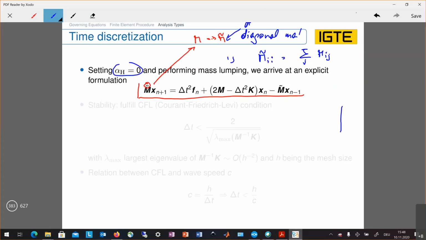Because if this M tilde is a diagonal matrix, then you don't need the algebraic solver. You simply scale the right-hand side by the diagonal entries of this matrix, and then such an explicit scheme makes sense.